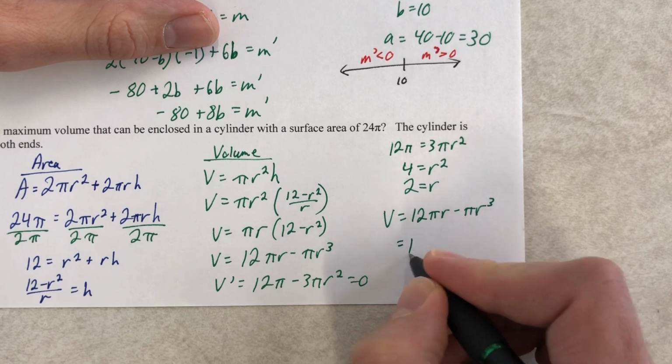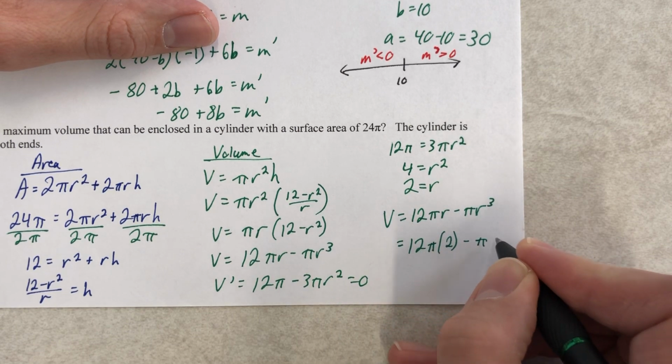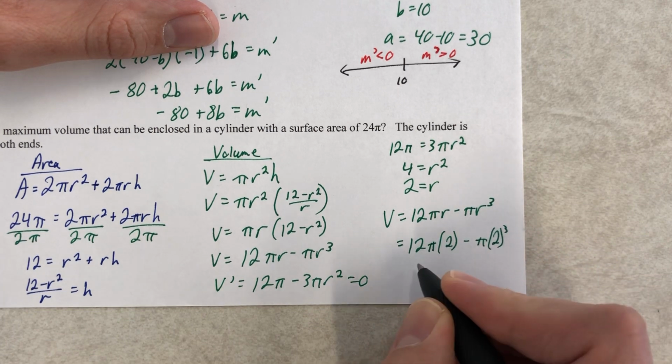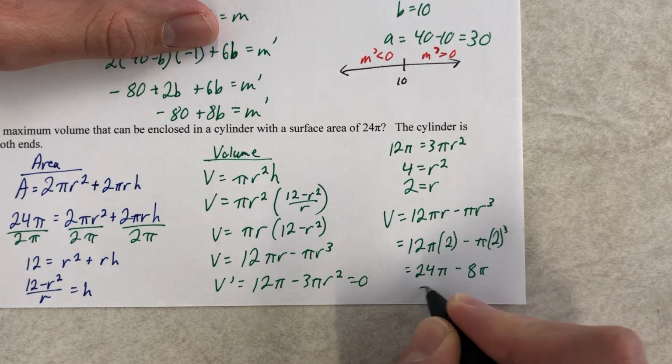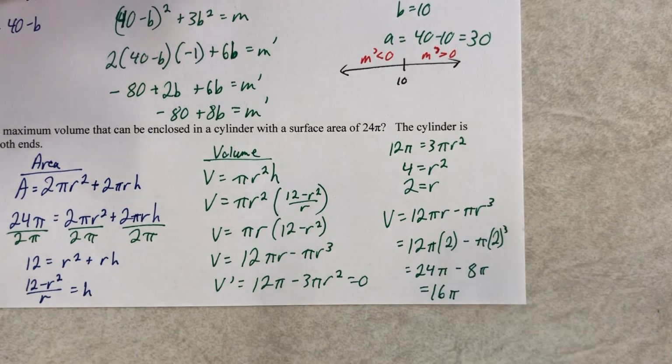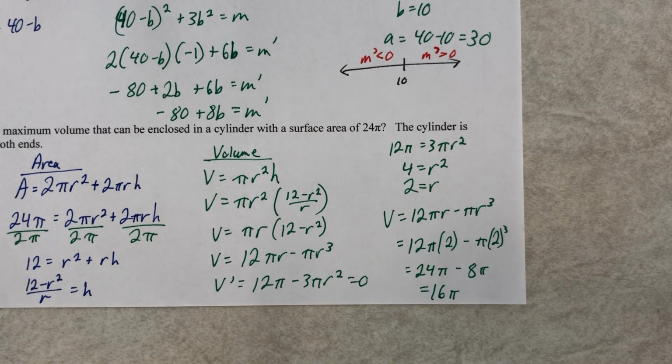So the volume is 12 times pi times 2 minus pi times 2 cubed, which is 24 pi minus 8 pi, so 16 pi. 16 pi what? I don't know, but it's cubic something. If this was centimeters squared, that'd be cubic centimeters. There it is.